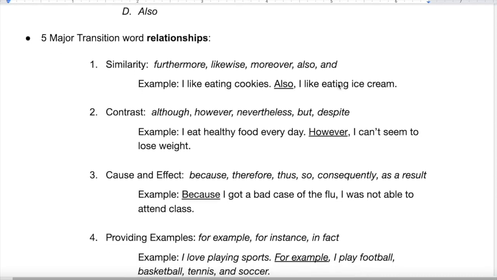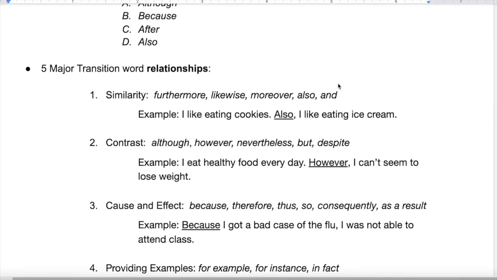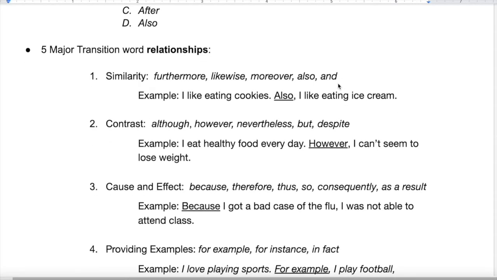And I've got some of the most common examples. This is not an exhaustive list. I want you to be aware of that. You may see some others, but once you get the idea, I think you can figure out what relationship each word signifies. Look at similarity transition words. Similarity transition words include furthermore, likewise, moreover, also, and. Okay? Those would indicate a similarity relationship.